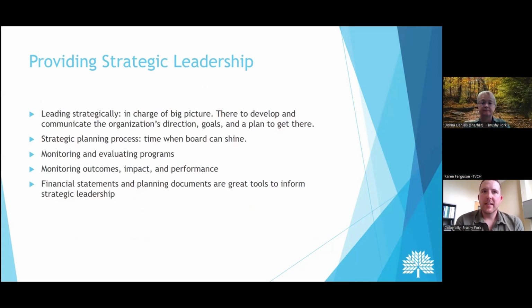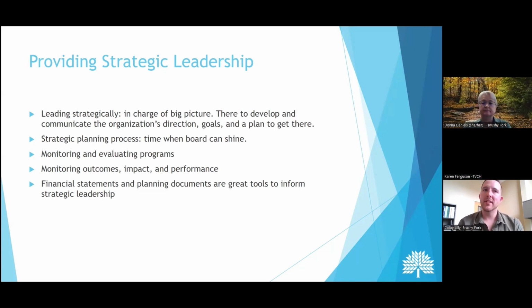The board of directors also provides strategic leadership in order to meet the organization's mission. So what does strategic leadership entail? The board of directors are in charge of the big picture, so holding vision for the organization as it meets its mission. The board is there to develop and communicate the organization's direction, goals, and provide a plan to get there. The board also leads the strategic planning process. This is the board's time to shine by providing expertise in strategic planning in order to strengthen and support the organization over the long term.